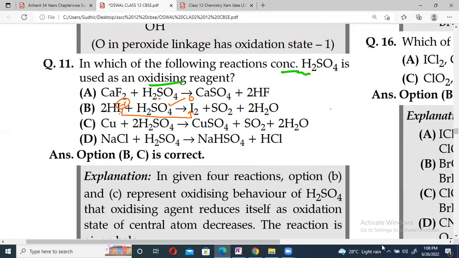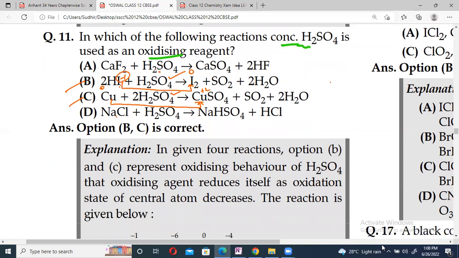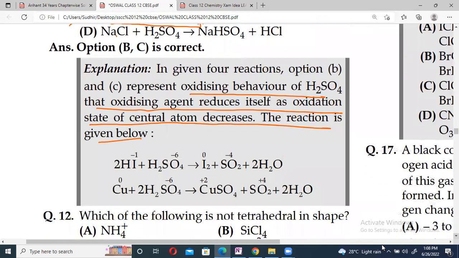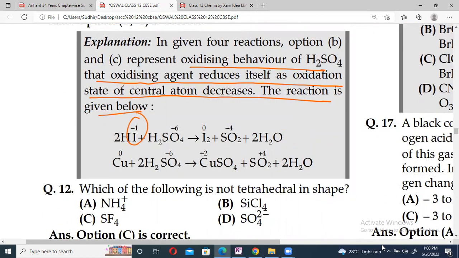And one more: copper in the 0 oxidation state goes to copper sulfate, where copper is in the +2 oxidation state. So the oxidation number increases by the sulfuric acid. So sulfuric acid here also acts as an oxidizing agent. But in the other case, you can see there is no change in the oxidation number. So the answer should be B and C, right? A reason was given in options B and C: in the oxidizing behavior of sulfuric acid, the oxidizing agent reduces itself as the oxidation state of the central atom decreases. That reaction is given below, you can check it here. See, -1 to 0 undergoes oxidation, 0 to +2 undergoes oxidation.